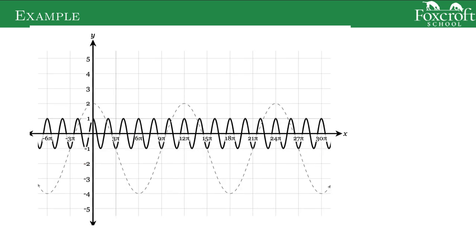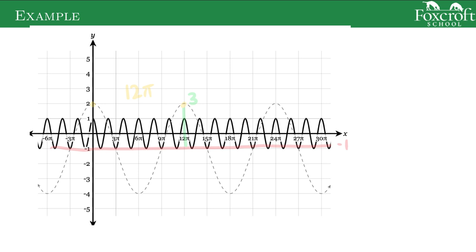Now things are going to be all of them combined. Again, the first thing I'm going to do is identify my midline. My midline is the average of the top and bottom. In this case, it is -1. My amplitude is the height of the wave. In this case, it's 3. And my period is how long it takes my graph to repeat, in this case from 0 to 12 pi. So my period is 12 pi.